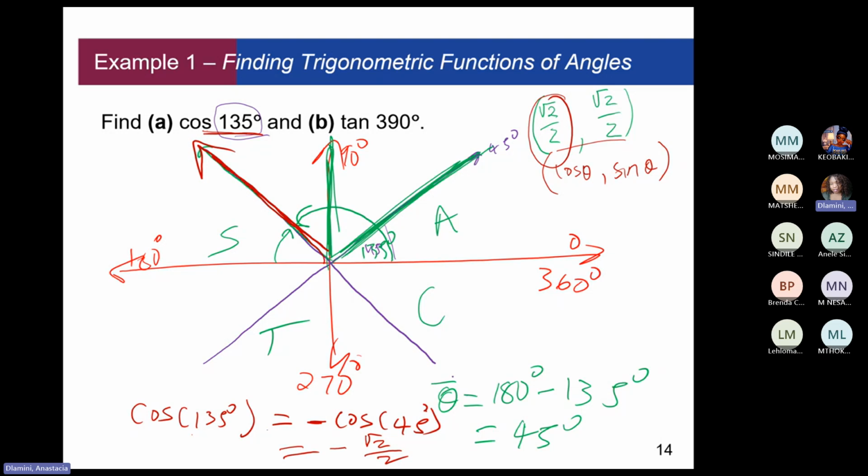Are we happy? Yes, ma'am. Can I ask, you just want the x value and not the y? No, because remember, it's saying find cos. Cos is x. Oh, I get you. Find cos. Are we all together now? Yes, ma'am.